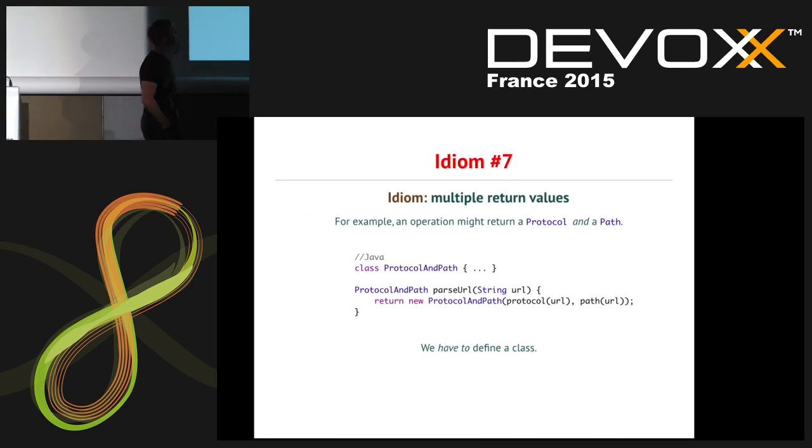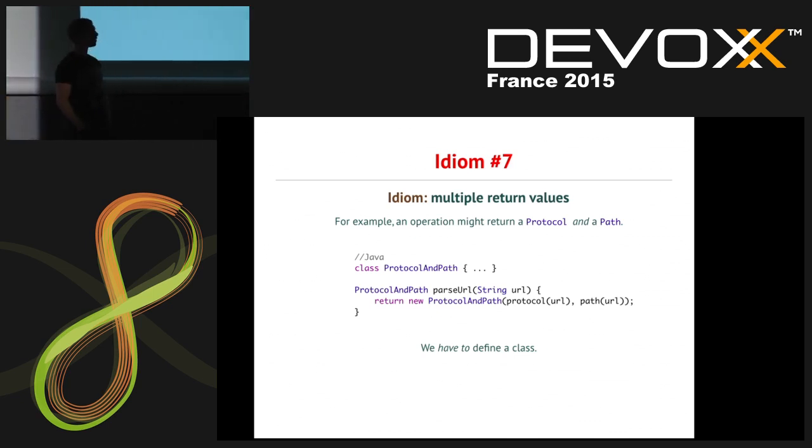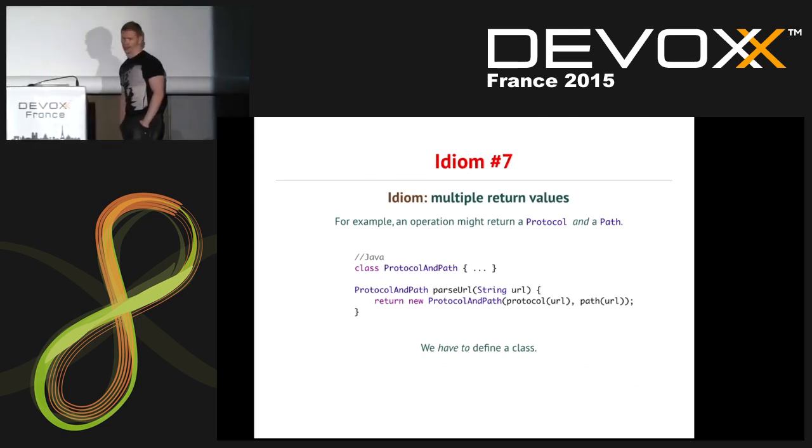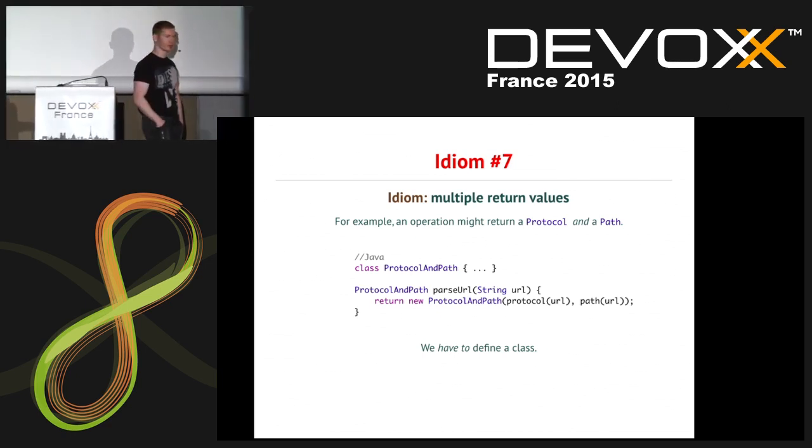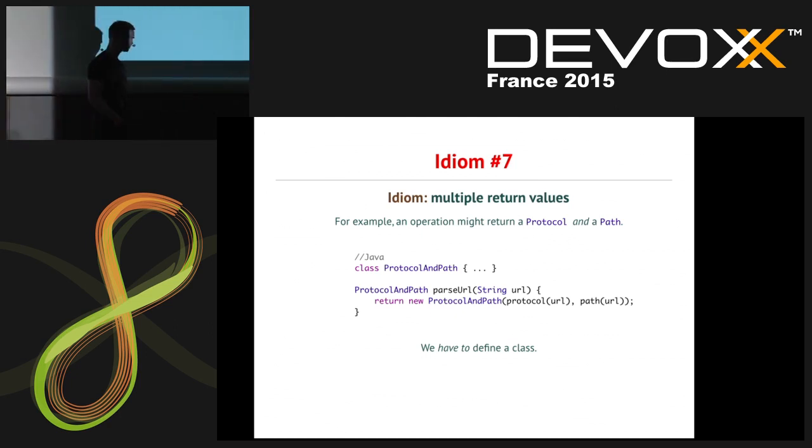Okay, I have 10 minutes left. So let's switch from thinking about unions and intersections to exploring a different kind of multiple return values. This is a function which can return two values at the same time. I have a function which parses a string and returns a protocol and a path. Okay, two values, right? In Java, I would be required to create a new class called protocol and path to represent the return type. What's wrong with that?